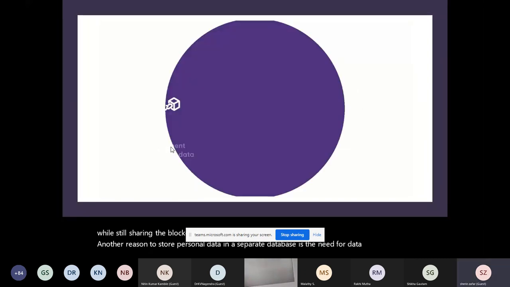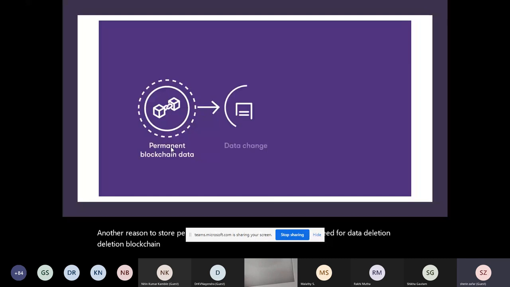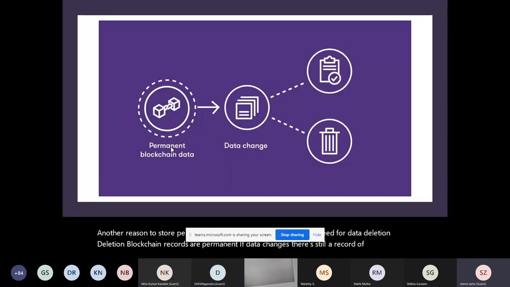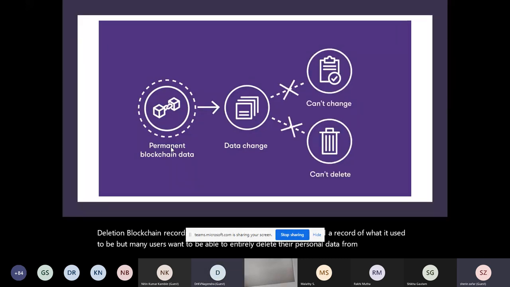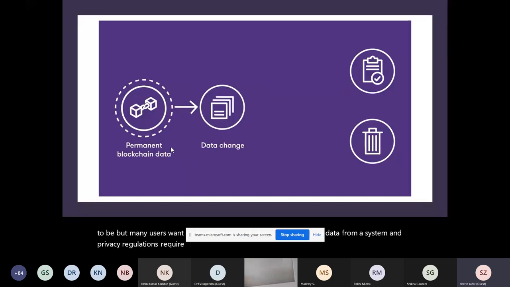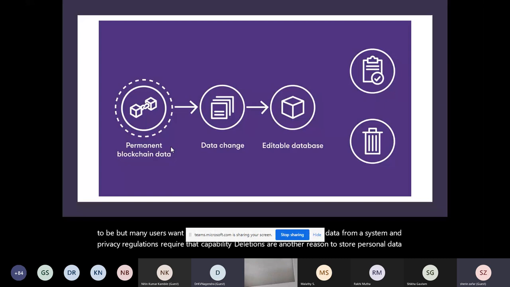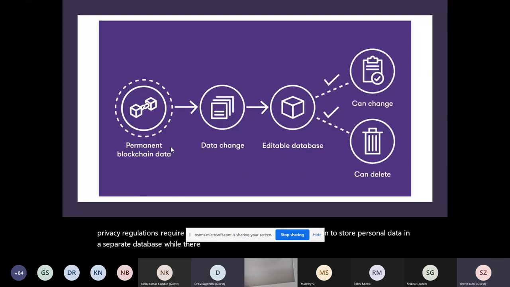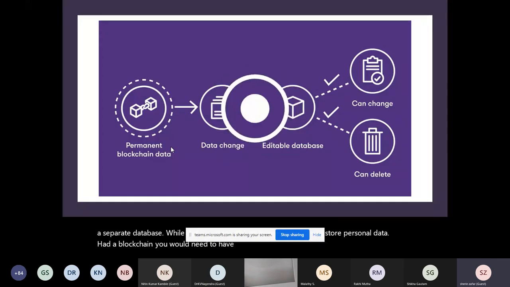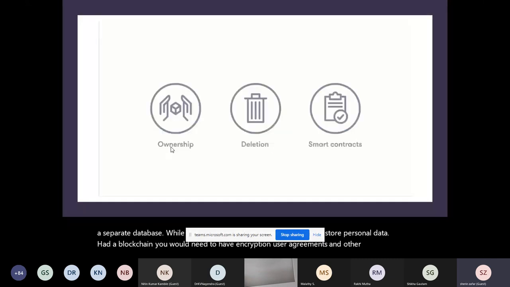Deletions. Blockchain records are permanent. If data changes, there's still a record of what it used to be. But many users want to be able to entirely delete their personal data from a system, and privacy regulations require that capability. Deletions are another reason to store personal data in a separate database. While there are statutory exceptions that let you store personal data in a blockchain, you would need to have encryption, user agreements, and other statutory requirements in place.